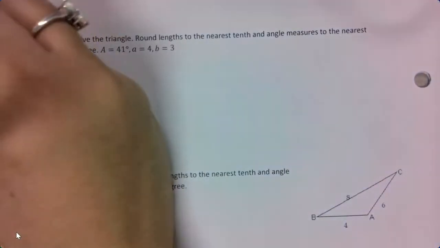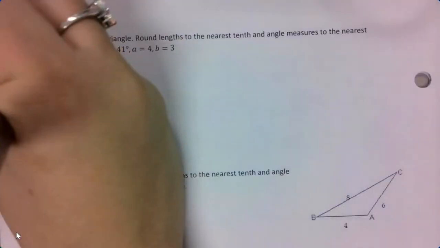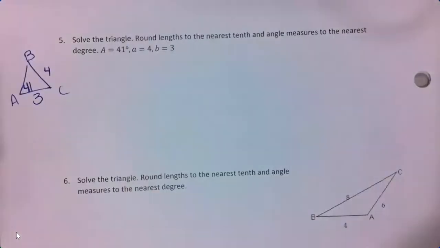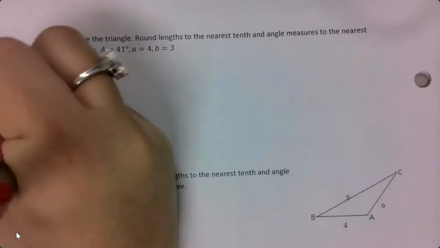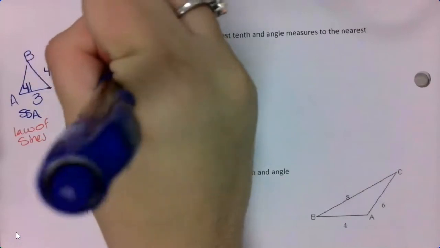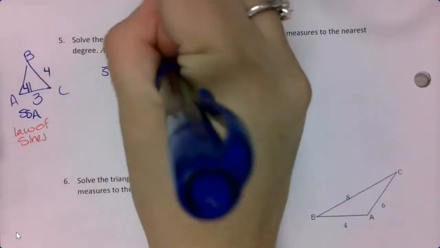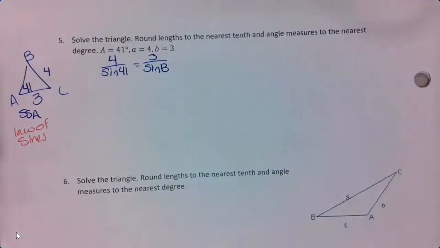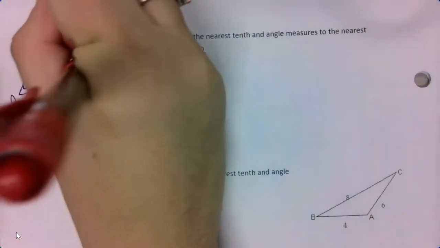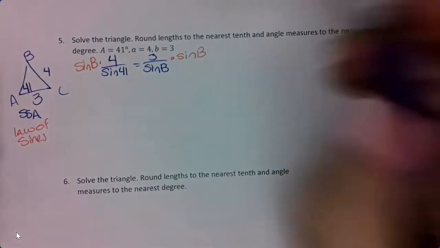Same thing, I'm going to start off by drawing out my triangle. Again, side-side angle, law of sines. So I'm going to set this up. I have 4 over sine of 41 equals 3 over sine of B. B is the angle I'm solving for, so I want to isolate the sine of B and get it out of the denominator by multiplying it to both sides.